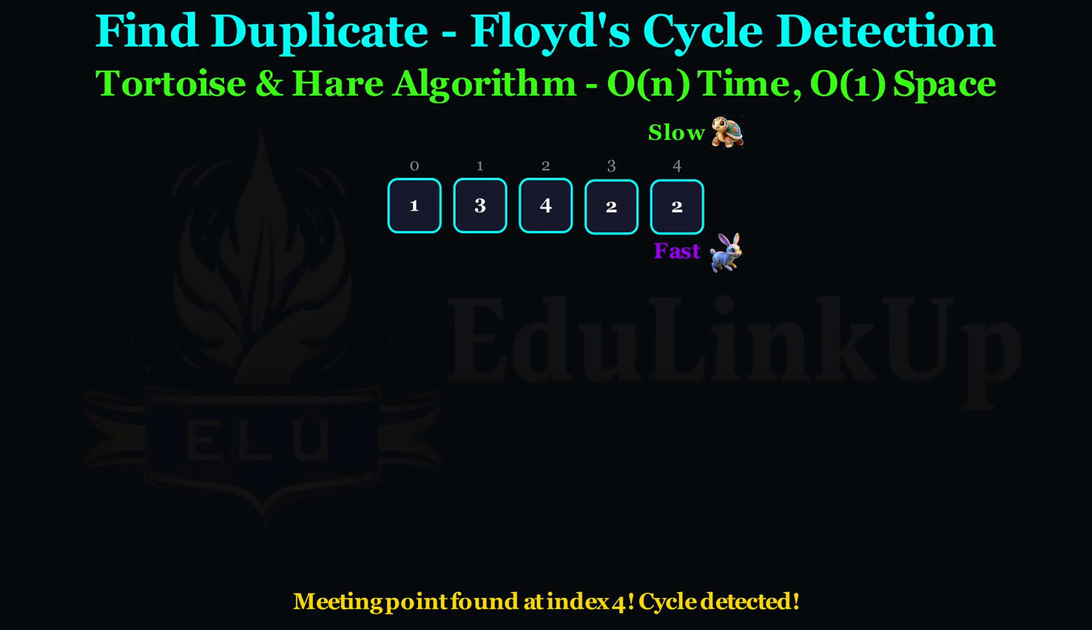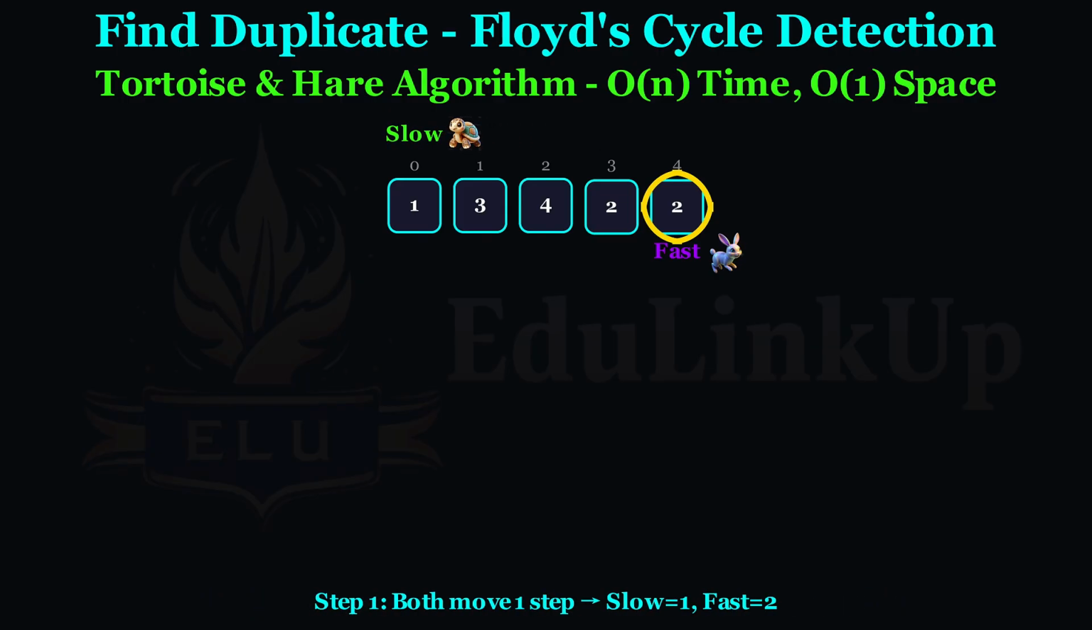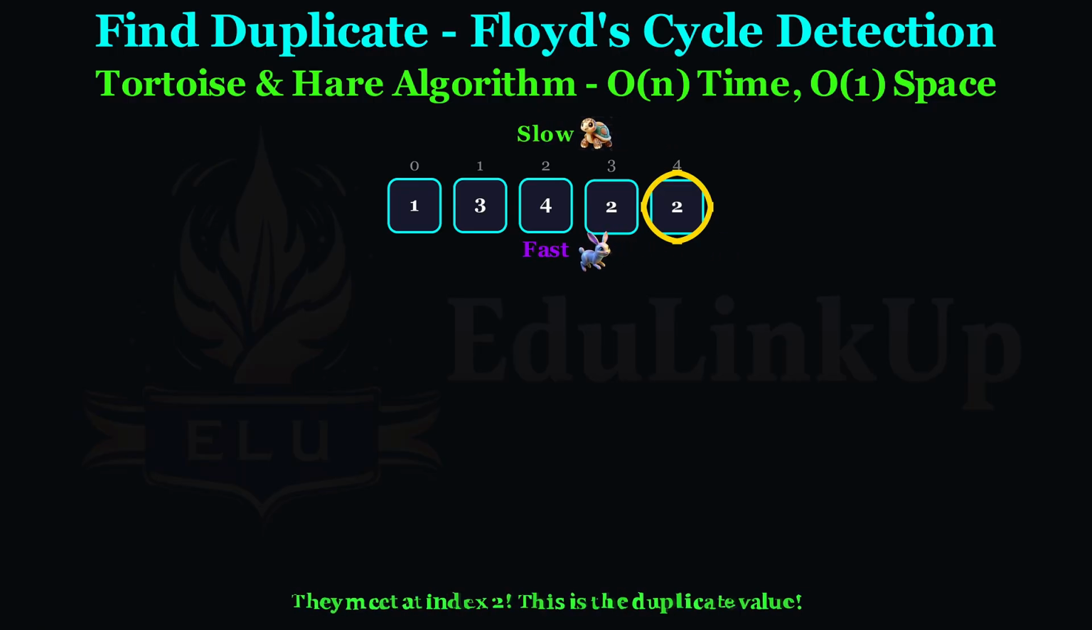In phase 2, we find the cycle entrance. We reset the slow pointer back to the start at index 0 and keep the fast pointer at the meeting point 4. Now, both move one step at a time until they meet again. Let's trace phase 2. Step 1, slow moves to index 1, fast moves to index 2. Step 2, slow moves to index 3, fast moves to index 4. Step 3, slow moves to index 2, fast moves to index 2. They meet at index 2, that is our duplicate value.